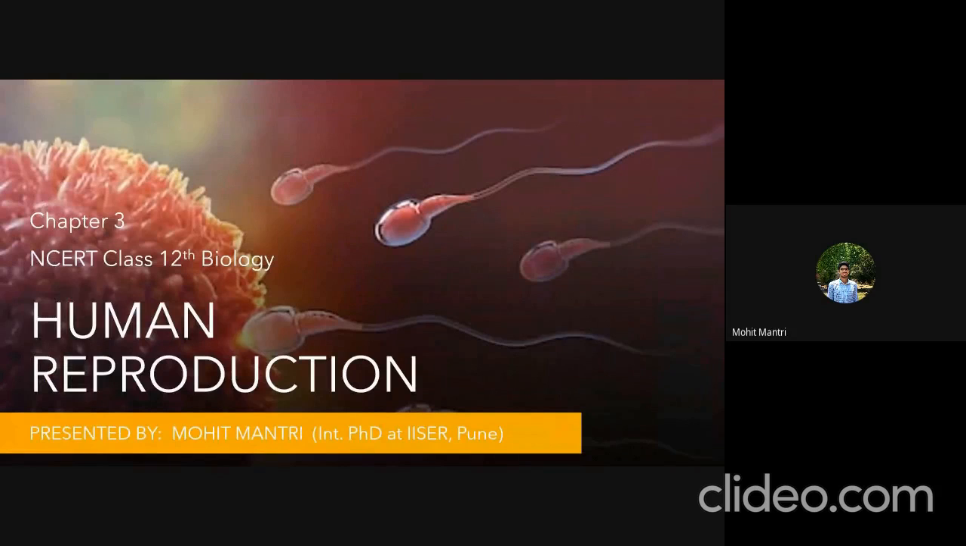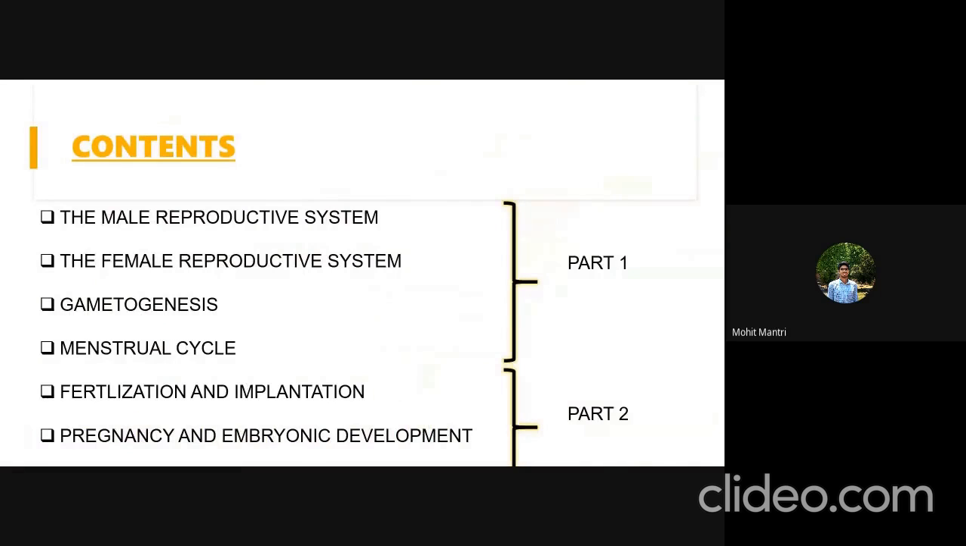Everyone, my name is Mohit Mantri and today I'm going to speak on the topic human reproduction, which is chapter 3 from NCERT class 12th biology textbook. The content of this part is divided into two, part 1 and part 2, and in this video we will cover the part 1 of this chapter, which includes the male reproductive system, the female reproductive system, gametogenesis, which includes both the spermatogenesis as well as the oogenesis, and the menstrual cycle.